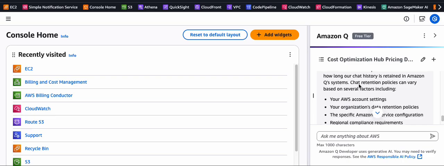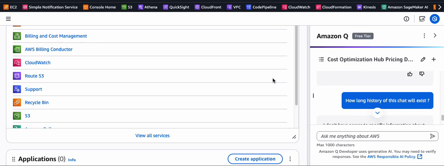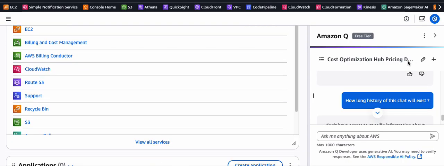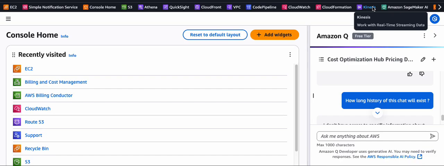It's really very helpful. In the next video I'll talk about Kinesis and SageMaker AI. There are certain configurations where I was facing issues, and there Amazon Q helped me.